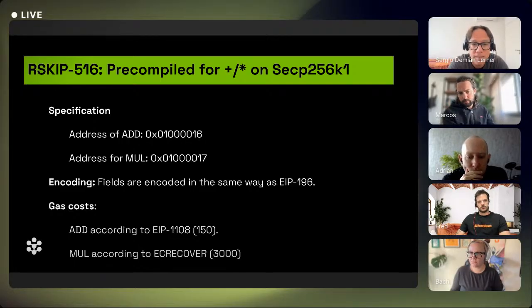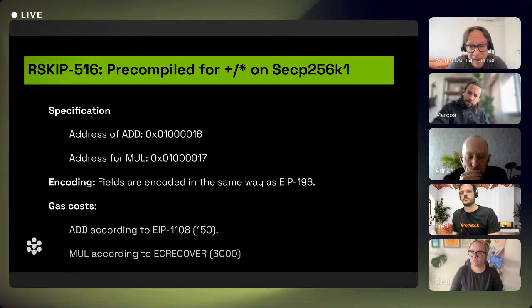The encoding is similar to Ethereum EIP 196 to make the libraries very easy to work with, because most of them are already written. And the costs were adapted a little, like the point addition cost is adapted from EIP 1108, and it's 150 gas units.